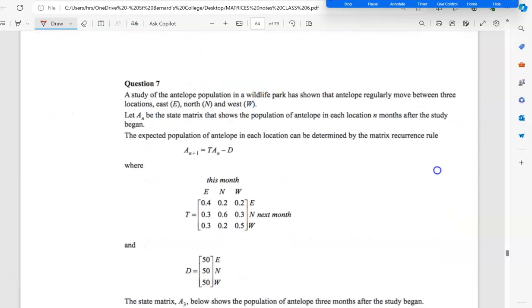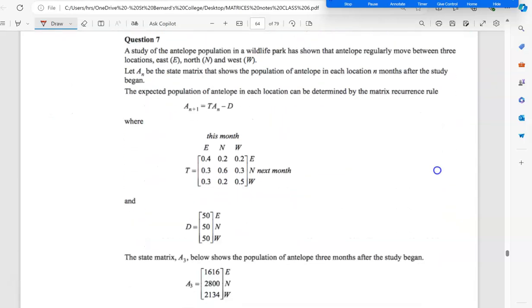Right, so let's have a look at this next one. It says a study of antelope population in a wildlife park has shown that antelope regularly move between 3 locations. The state matrix shows the population of antelope after N months. So this is, just remember, state is month to month. And then it says here we've got the formula.